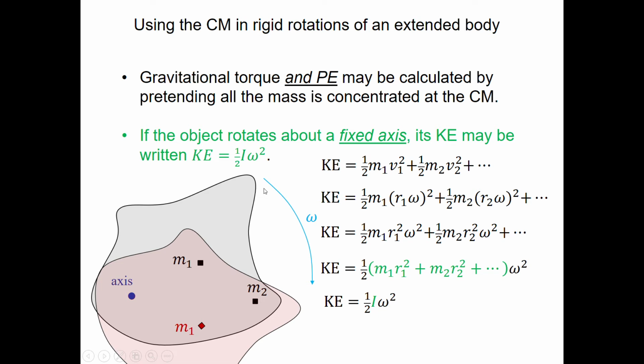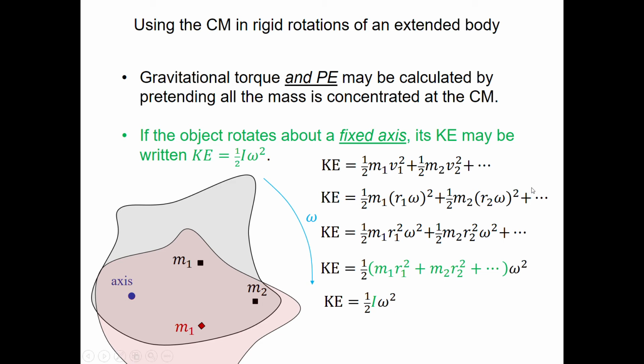Now that's complicated because m1 is moving at a smaller speed than m2 at any given time, and a mass that's very close to the axis will hardly be moving at all, whereas one that's far out might be moving really fast. We have all these different 1/2 mv squareds. We've got to add them all together to get the total kinetic energy of the object. But we can simplify that a little bit by replacing v1 with r1 omega, v2 with r2 omega. That's our relationship between linear and angular quantities.